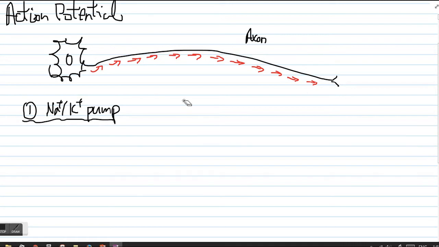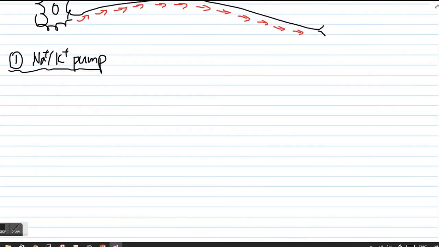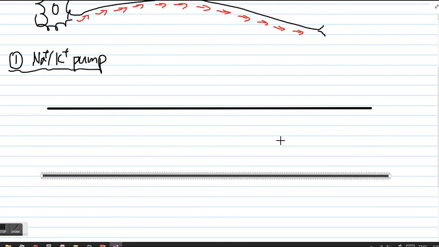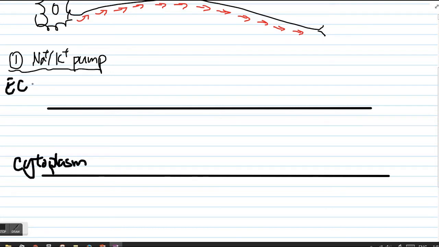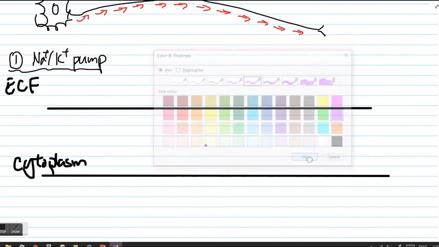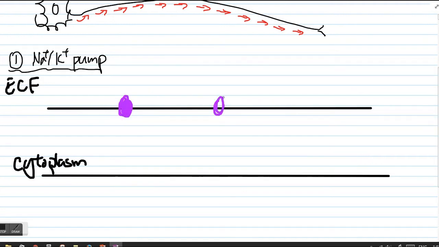length of the axon. So let me just draw a zoomed in version of the axon for you. So here we go. This is the cytoplasm, and on the outside we would have the extracellular fluid. Okay, the outside, the inside, and on the membrane we are going to have these sodium-potassium pumps, shown in purple.